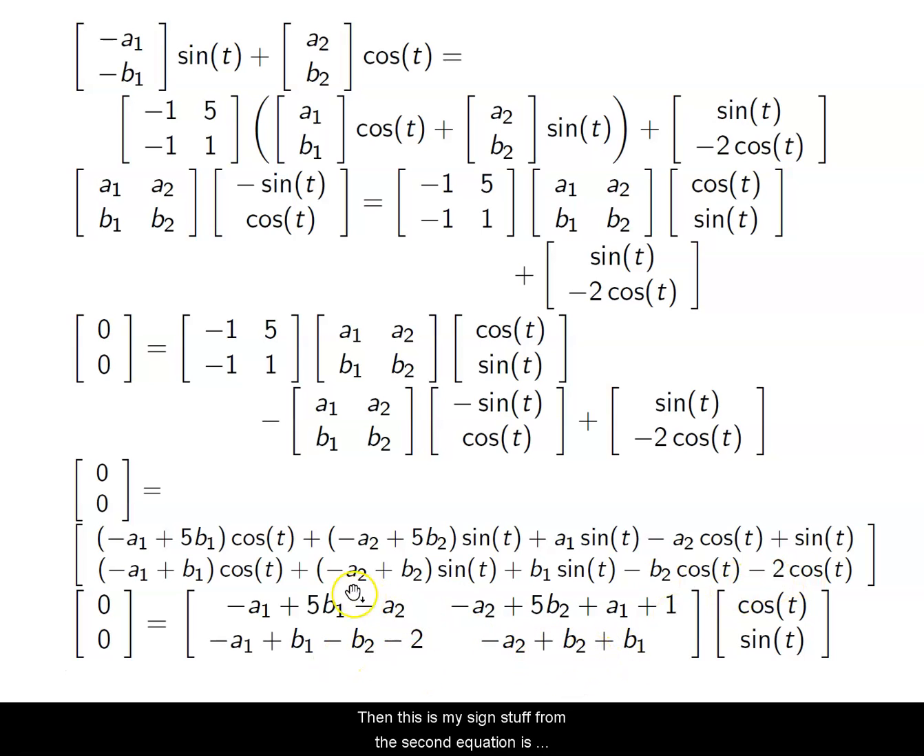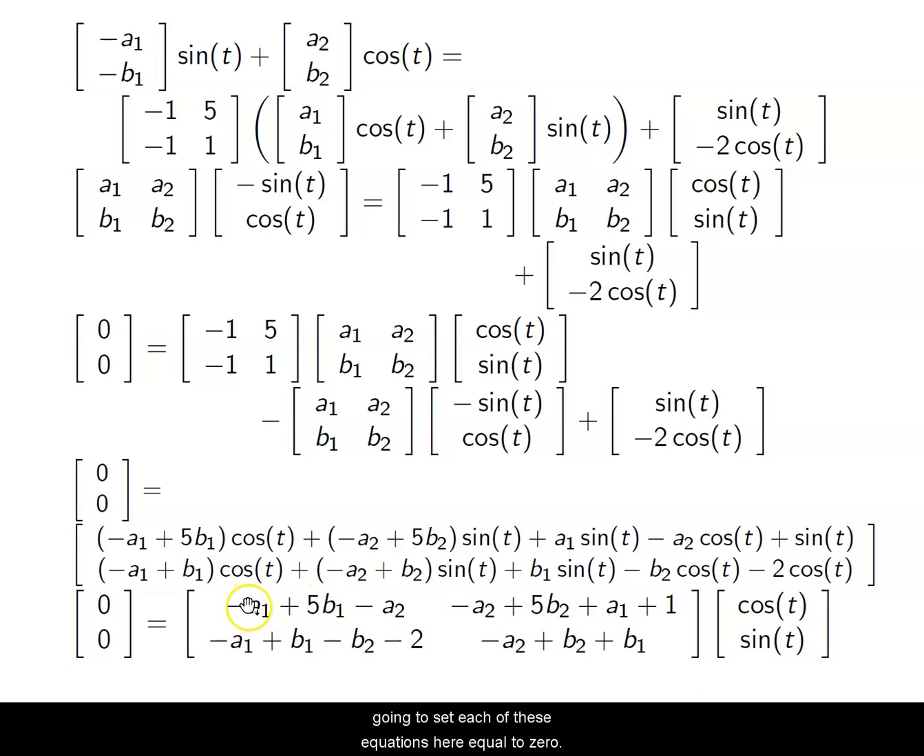And then this is my sine stuff from the second equation as well: negative a2, b2, and a positive b1. Okay. The only way for this to equal 0 by multiplying times cosines and sines is if each of these parts are equal to 0. If this is 0 times cosine plus 0 times sine, and then 0 times cosine and 0 times sine, that's really the only way to get zeros here, right? Because these things can vary in so many different ways. There's really no other way for me to get this to work.